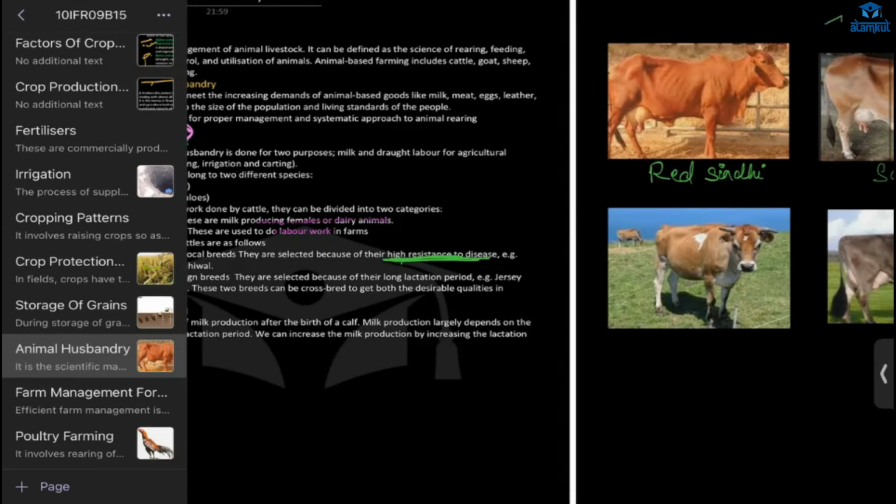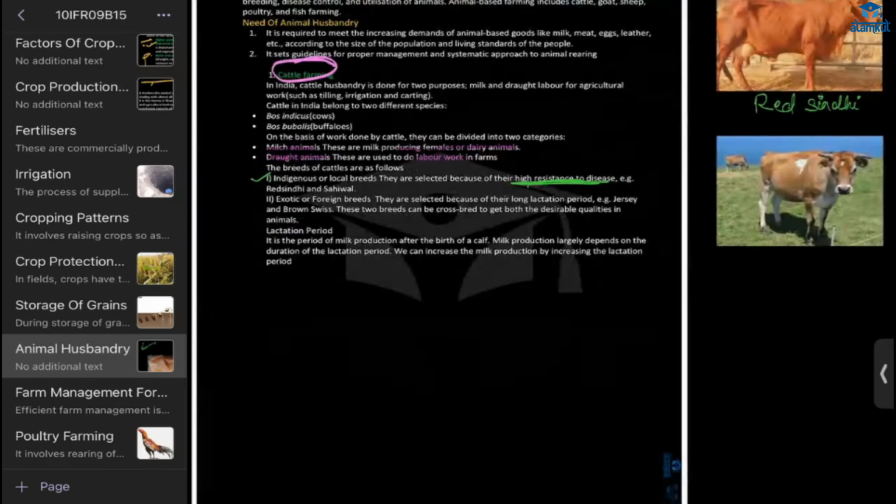Here they don't get infected quickly. Okay. Next is exotic or foreign breed. Right? They are foreign. They are not from India. They are selected because of their long lactation period.